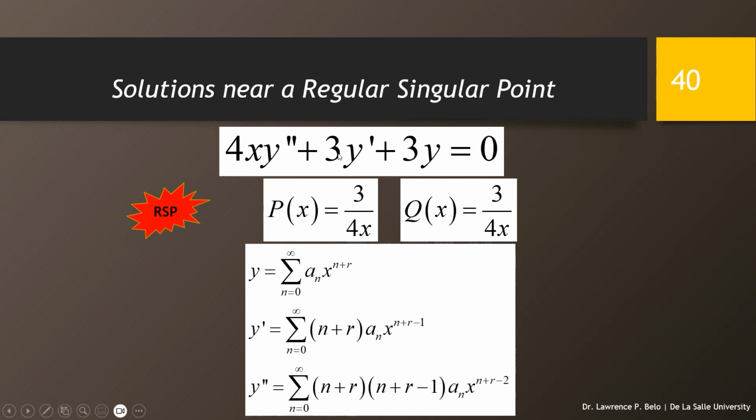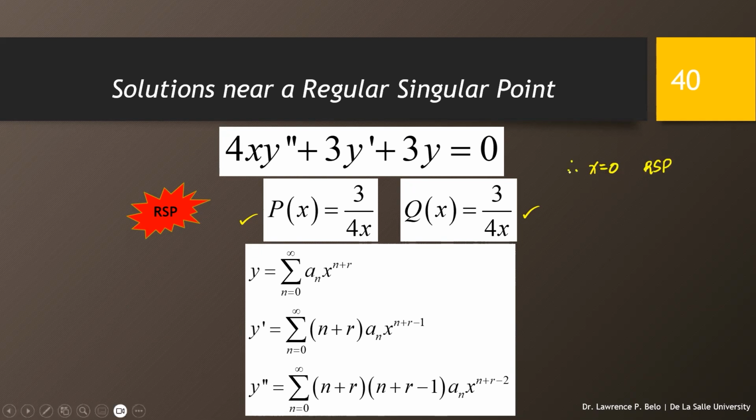How? What? Let's just try to divide 3 over 4x. The other one's also 3 over 4x. Now, in here, for p, is the power of x equals 0 greater than 1? No, so that means it passed. Here, the cutoff is greater than 2. So it's still passing because it's still x equals 0 to the power of 1 only. So x equals 0 is what you call a regular singular point.